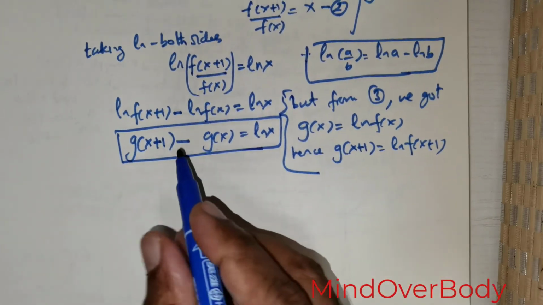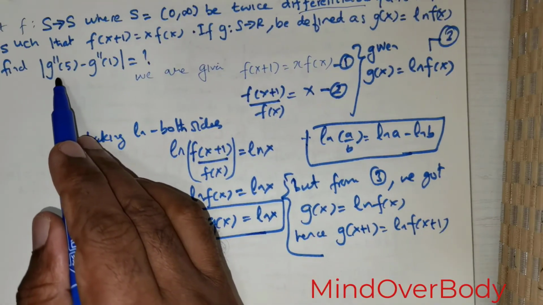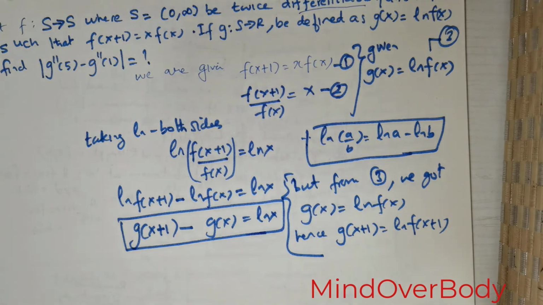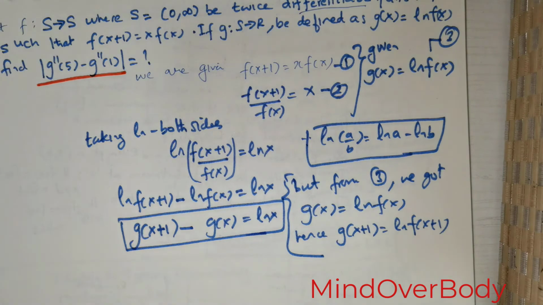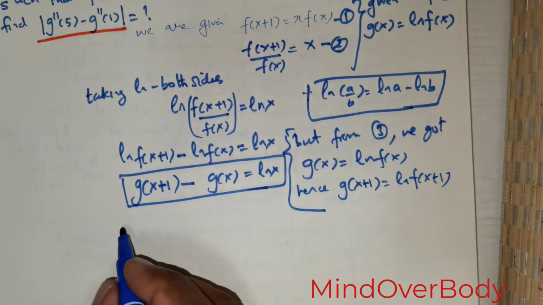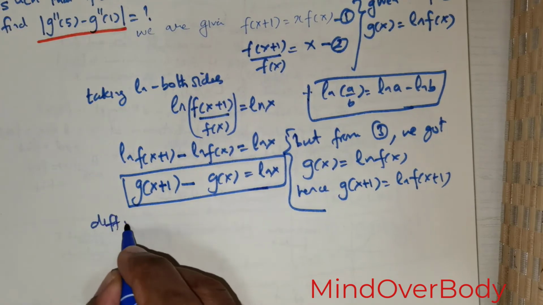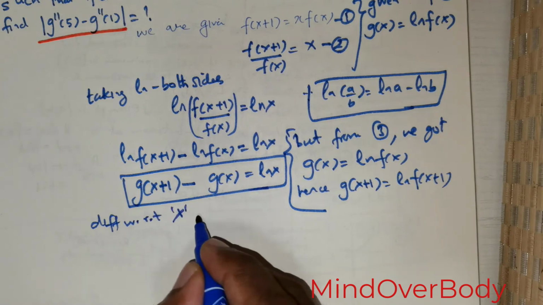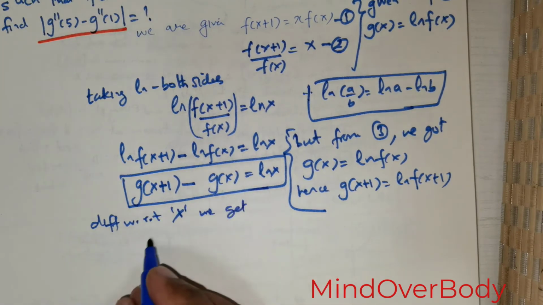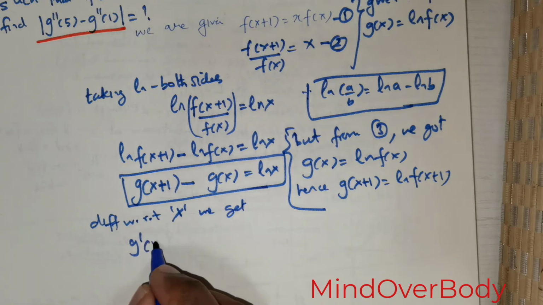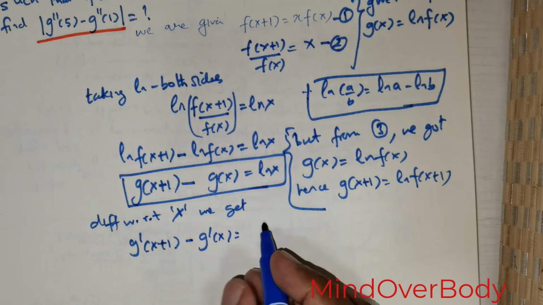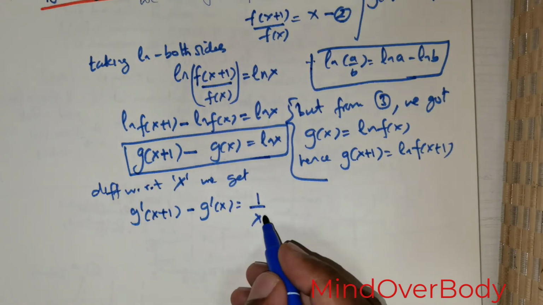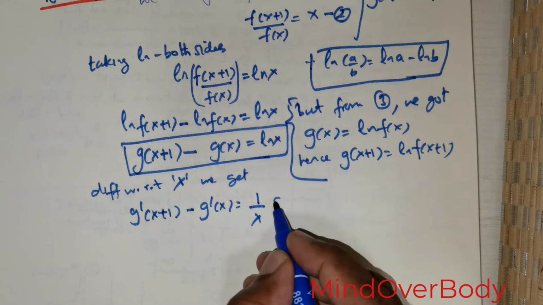Now we are asked to find this. This is actually the requirement, so let me use a red line there. With that, I need to find double differentiation. So differentiating with respect to x, what do we get here? We get g dash of x positive 1 negative g dash of x is equal to ln of x, differentiation is 1 over x. Now again we need to differentiate this.